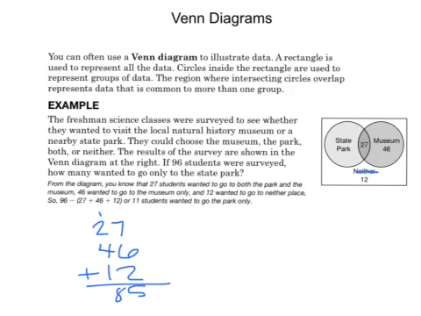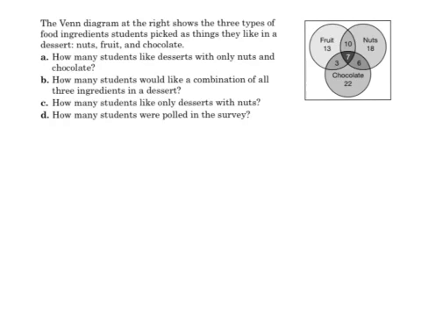And so then if we would do 96 minus 85, that would give us 11. That means 11 wanted to go to the state park. So they were missing that 11, and we found that by adding up all the others and subtracting it from the total. Let's try this example here.